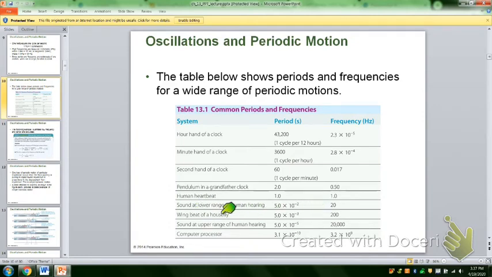The wing beat of a housefly takes a very small portion of a second for one wing beat, or you could think about 200. That housefly can beat its wings 200 times per second is basically what this is saying. Computer processors, 3.2 times 10 to the 9th hertz, would mean the number of instructions that it can complete per second.